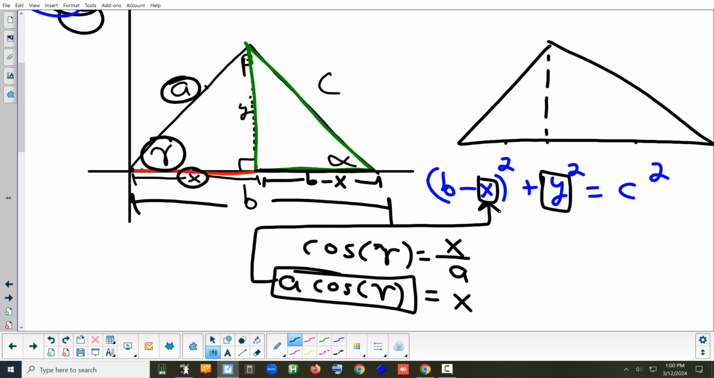And now we've got to do something similar for y. What trig function could I use that would involve y, a, and gamma? Those three things. Sine. So sine of gamma. And what would sine of gamma equal next? Y over a. Yeah, opposite over hypotenuse. So y over a.